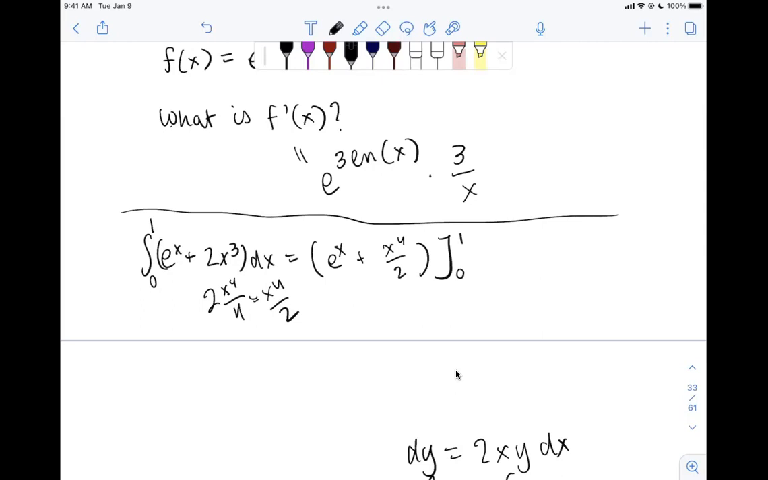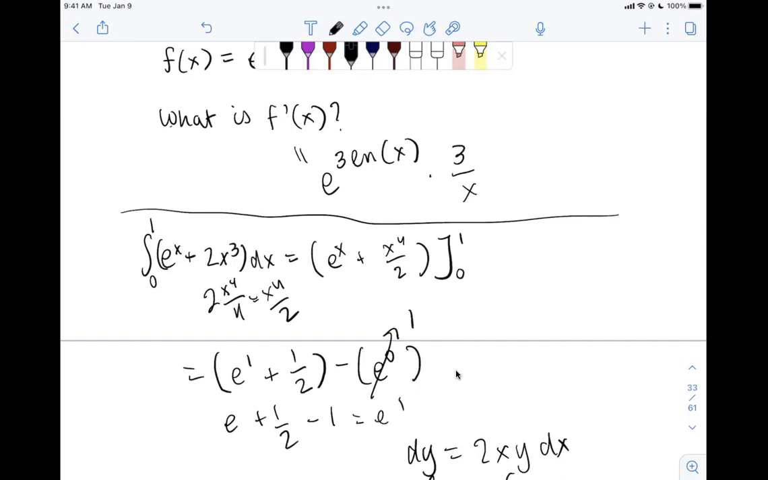So we're going to evaluate at 1, evaluate at 0, and subtract. So this answer is going to be e to the 1 plus 1/2 minus e to the 0 plus 0. So e to the 0 is 1. So this is e plus 1/2 minus 1, which is just e minus 1/2.